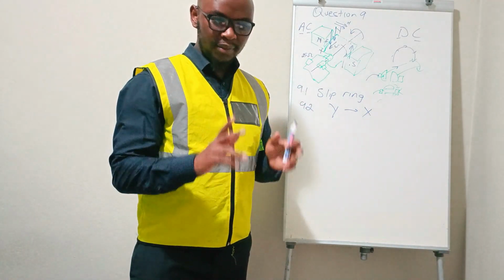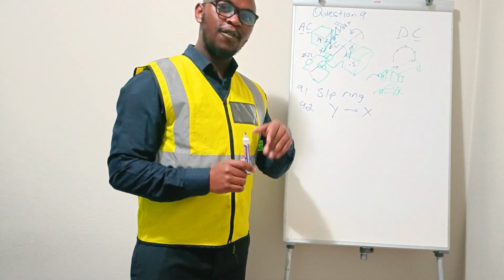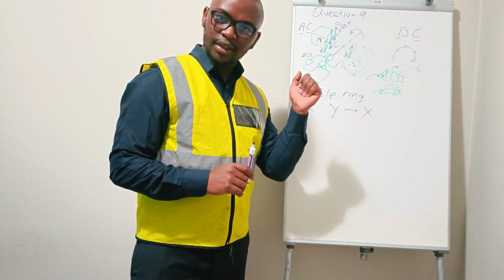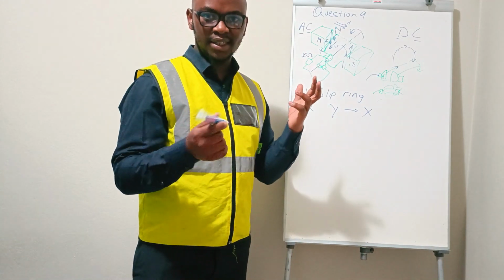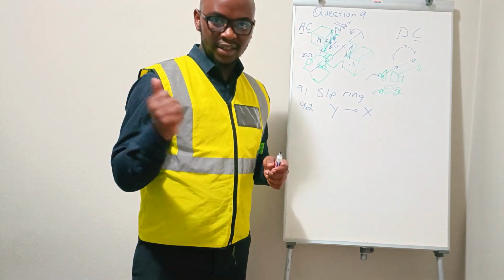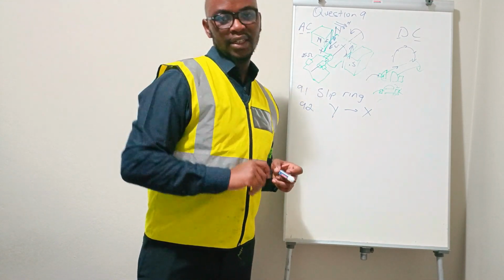So like I said, make sure you get your rules right. For a motor, we use the left hand rule, which is Fleming's left hand rule. And for generators, we use Fleming's right hand rule.